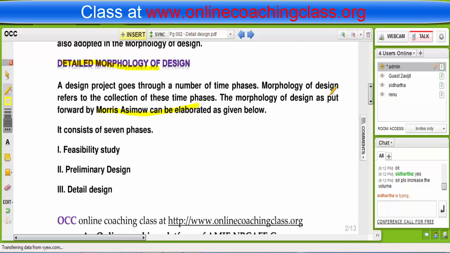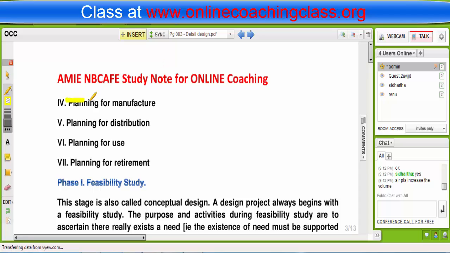Now this morphology of design is divided into some steps. What are those? One is feasibility studies, another preliminary design, then detailed design, then planning for manufacture, then planning for distribution, then planning for use, and then planning for retirement. These 7 steps make up the morphological design. Now we go through the details. What are those steps and how to execute them?